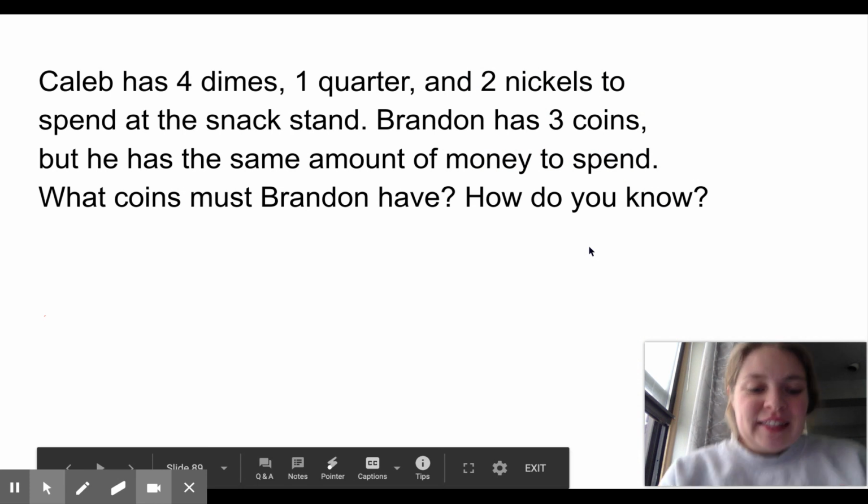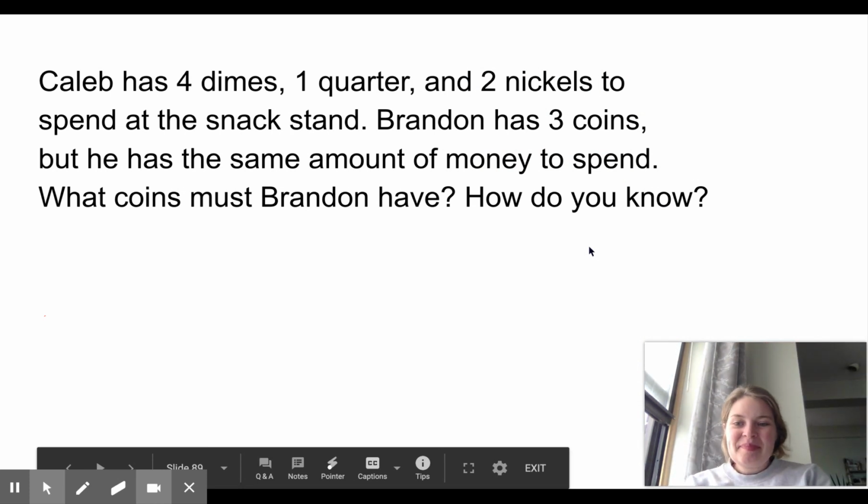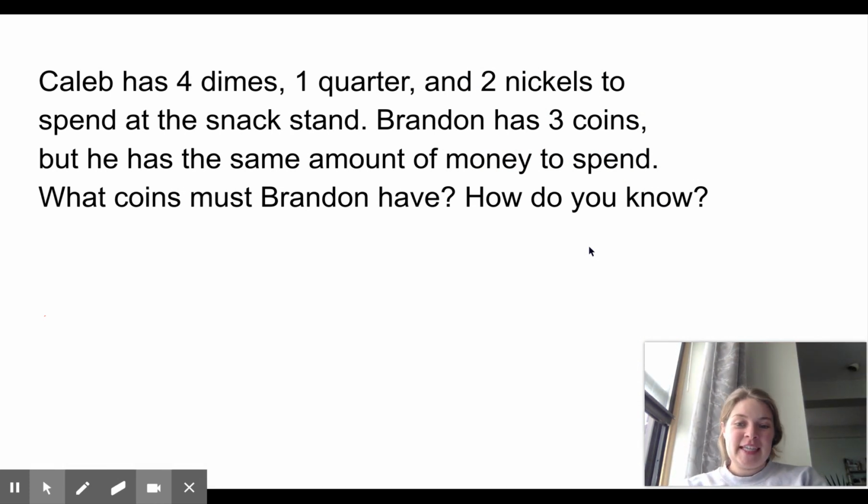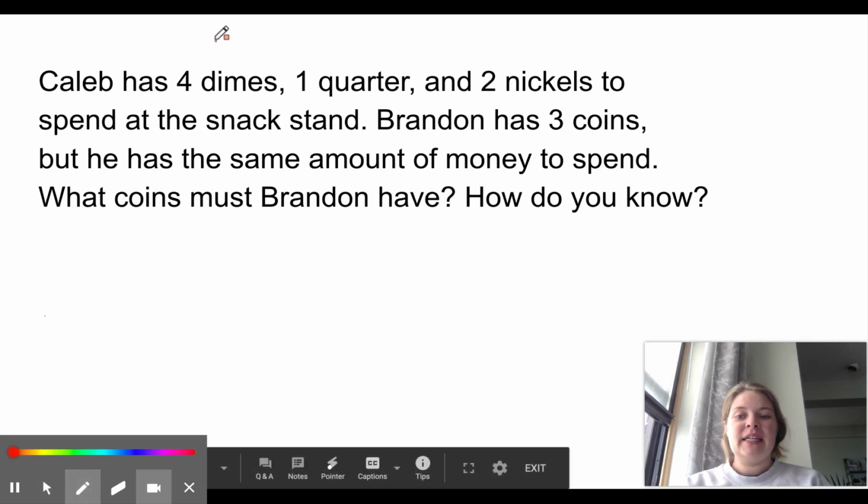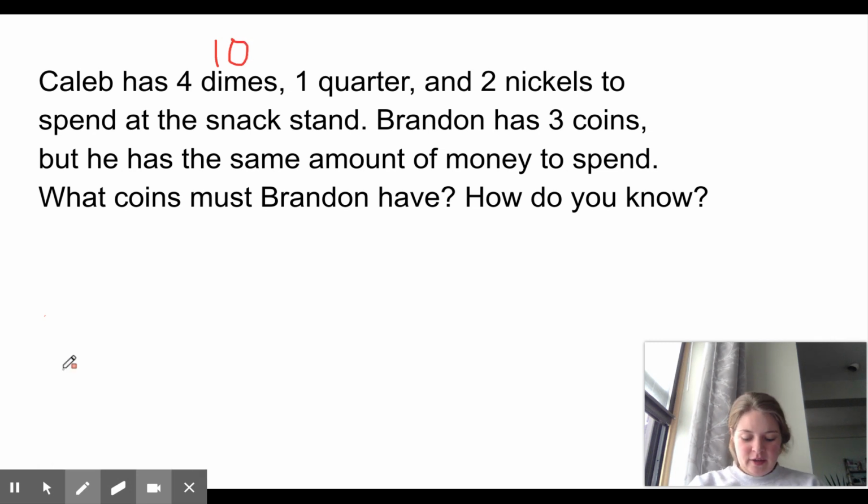Let's take a look at this word problem. Caleb has 4 dimes. How much is a dime worth? A dime is worth 10, so I'm going to put 10 above it so I remember. 1 quarter. How much is a quarter worth? A quarter is worth 25, so I'm going to put 25 above it. 2 nickels. How much is a nickel worth? A nickel is worth 5. To spend at the snack stand.